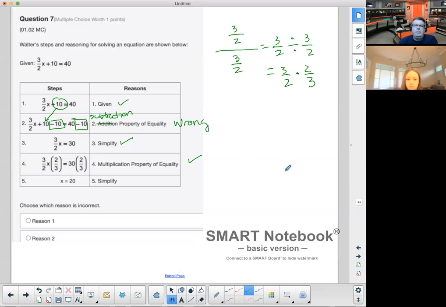It looks fine. Yep, it's correct. And I misread it. They asked which one is incorrect. I thought they said which is correct. So that would be reason number 2. Yeah. Okay.